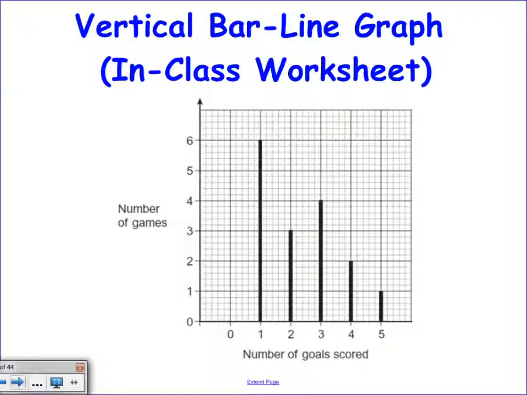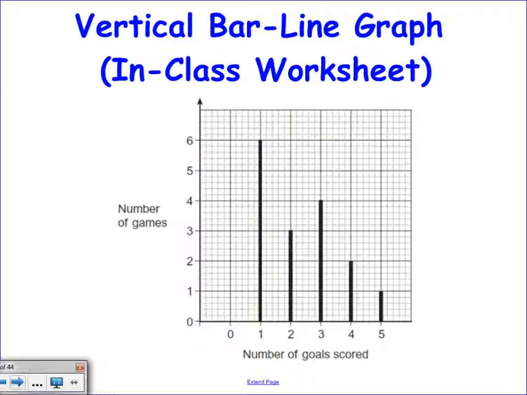Okay, it's a number of goals against a number of games. I scored that number of goals. So if you have a look at the one on your in-class worksheet, that vertical bar line graph, there are 2 questions on it. It's saying, what is the total number of goals scored in the 16 games? And then finally, in the next 4 games, the team did not score. Complete the diagram for the 20 games.